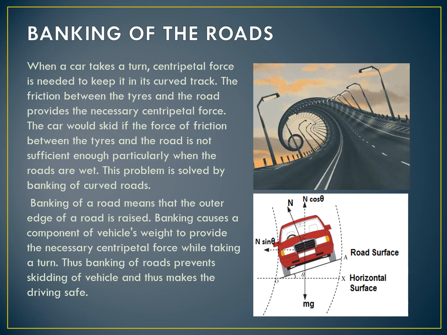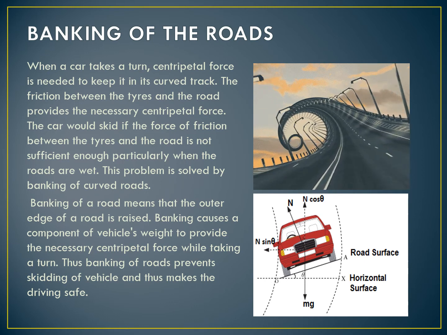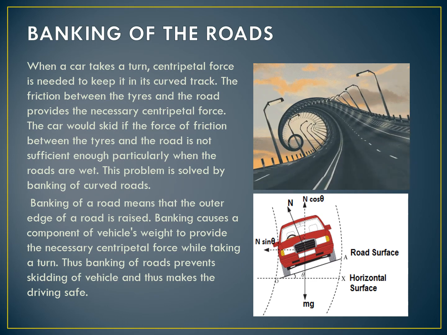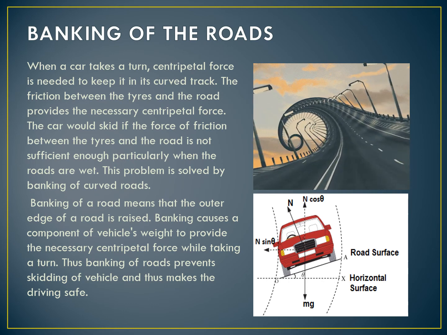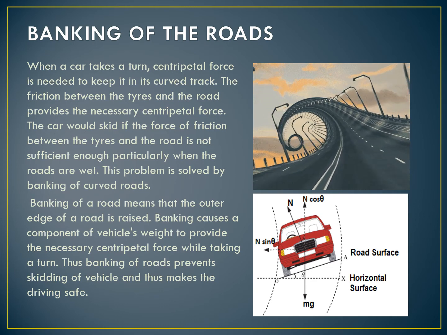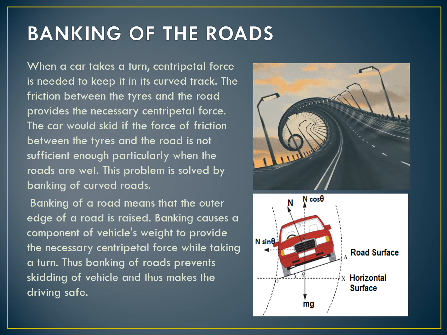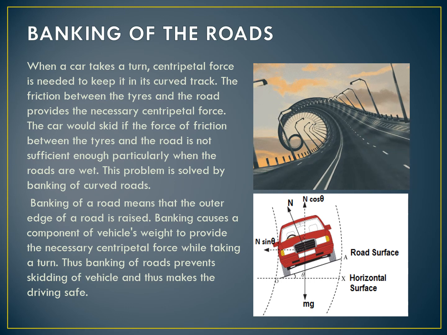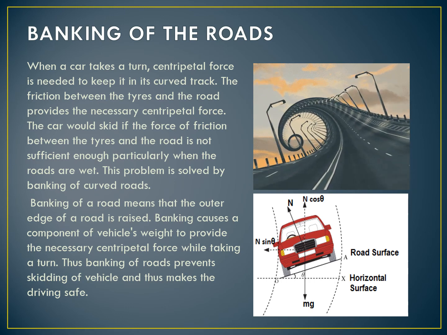As in the picture, you can see a car moving along a curved track having the outer side of the road higher than the inner side, making a slope. In this case, the weight is not balanced by the reaction of the road. Instead, the weight is resolved into its two components. One component, mg cos theta, is balanced by the reaction of the road, and the other component, mg sin theta, is in the direction of the center of the circular track. This provides the necessary centripetal force.